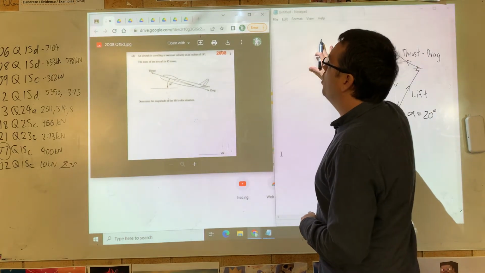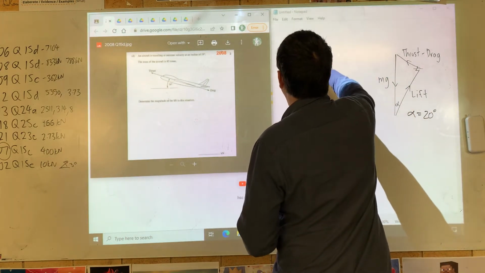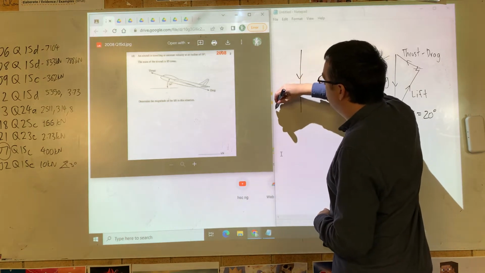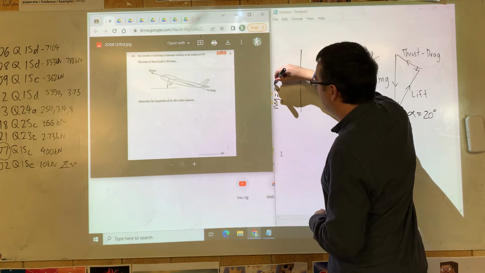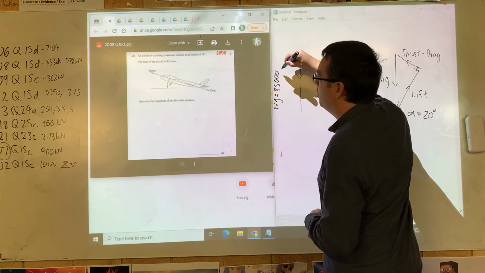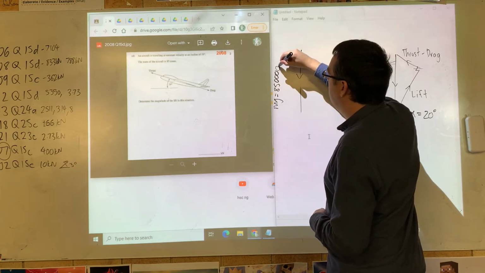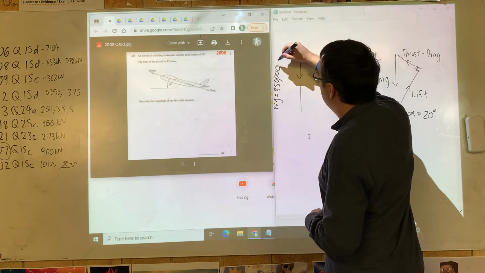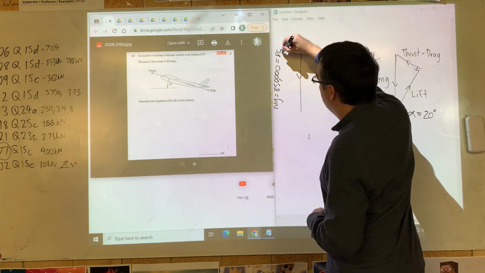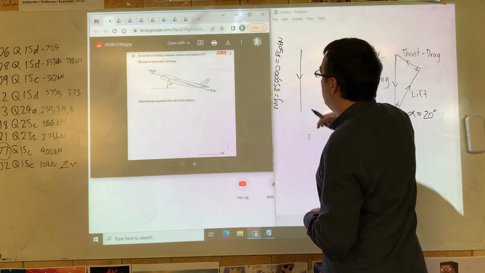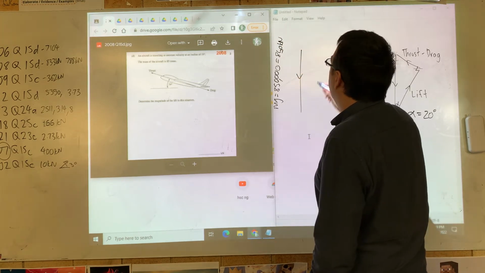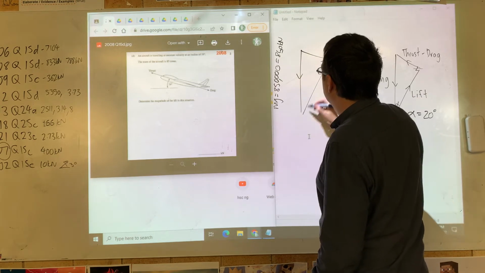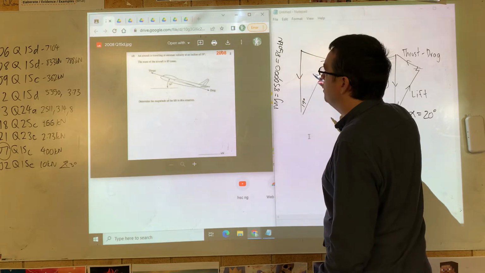Okay, so what we're looking at here. Here we're saying that our weight, which is down, is 85 tons. So we're going to write mg equals 85,000 kilograms, and then we're going to multiply that by another 10. So it's going to give us 850 kilonewtons. It's not the best 5 in the world, but it'll do. Okay, so then our angle of attack is 19 degrees. So that means this is 19 degrees.